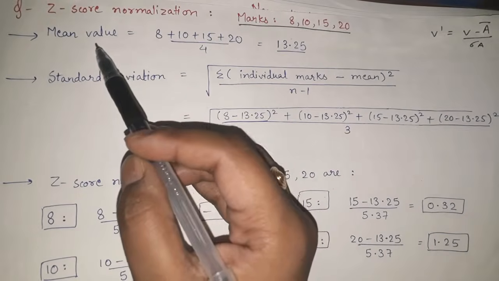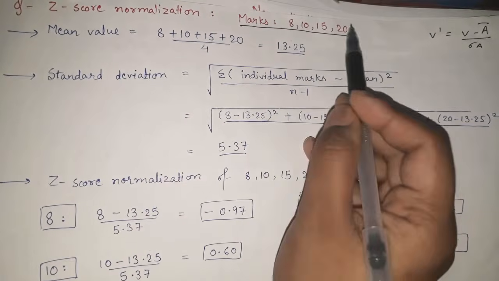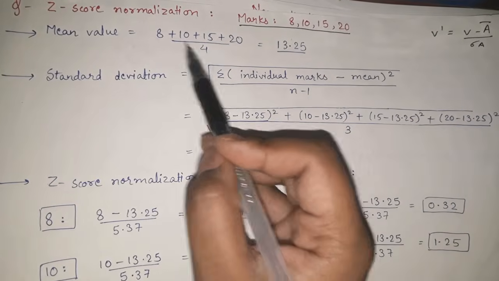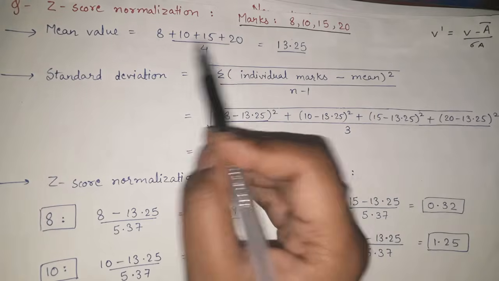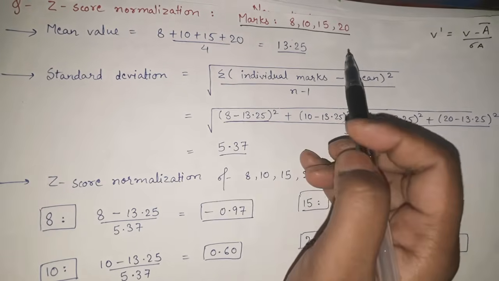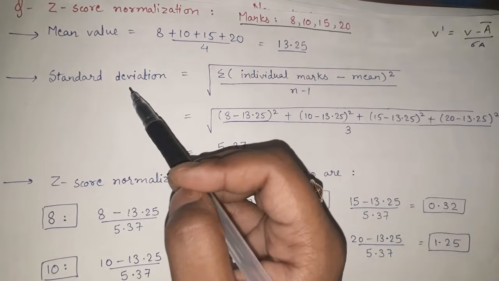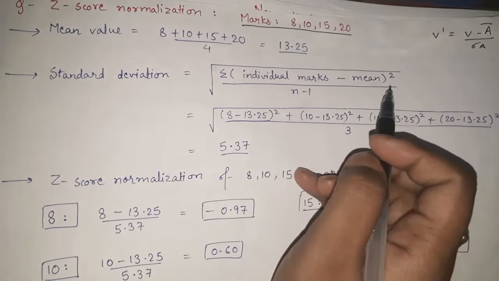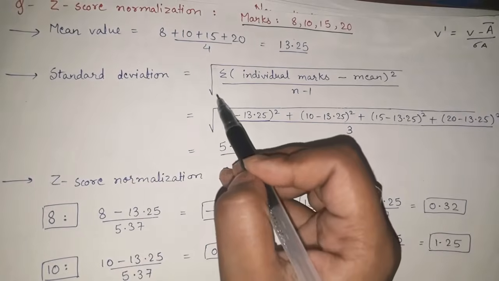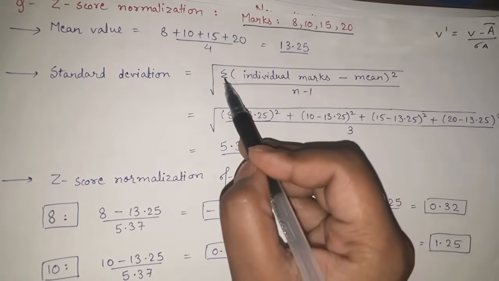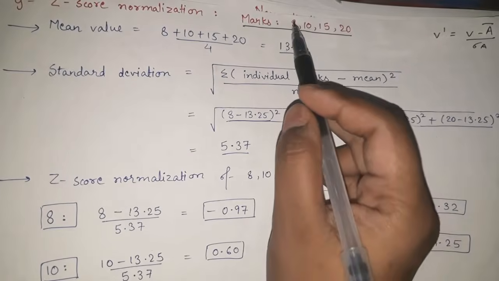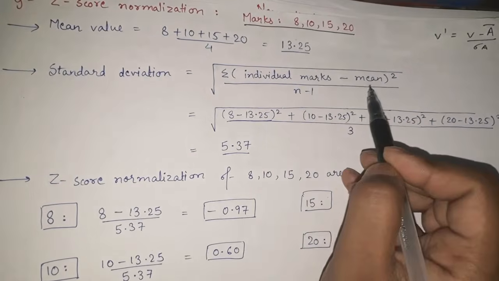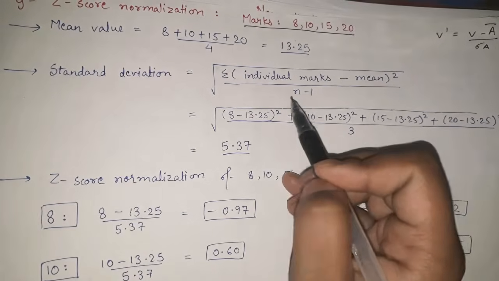So first of all we need to find out the mean value and standard deviation value. How can we find out the mean value? Mean value is nothing but the sum of the data given divided by the number of data. The number of data is 4. So 8 plus 10 plus 15 plus 20 divided by 4, and simply we will get the mean value. Then we need to find out the standard deviation. So remember this simple formula. Here I have written for you, standard deviation is nothing but the square root of the summation of individual marks, that means this individual data given to you, minus the mean value that we have found out, whole square of it, divided by n minus 1.